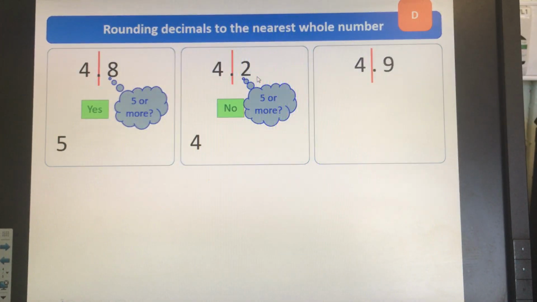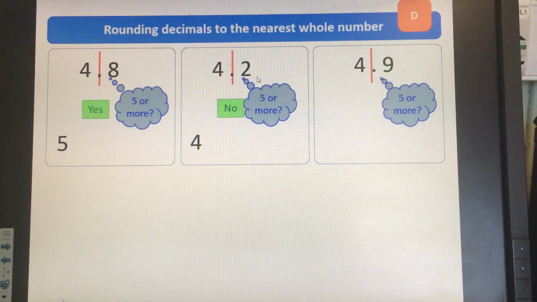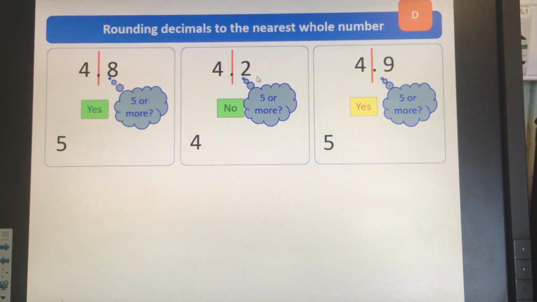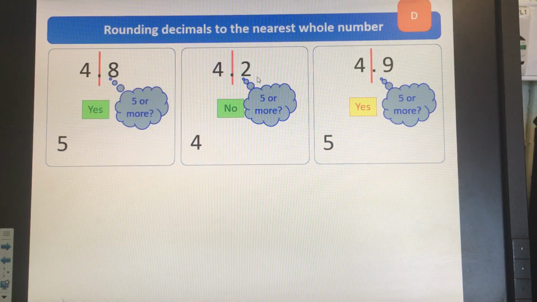4.9. We're still looking at that tenths column. Is it 5 or more? Yes. So we round up to 5. For the next 3 questions, feel free to pause it and have a go at the question before I go through the answer.